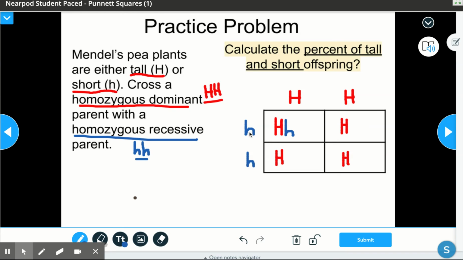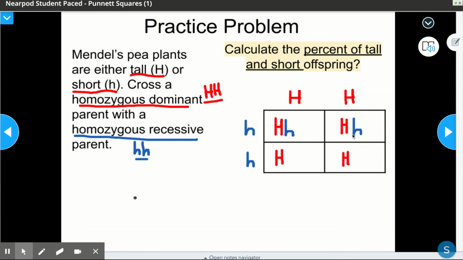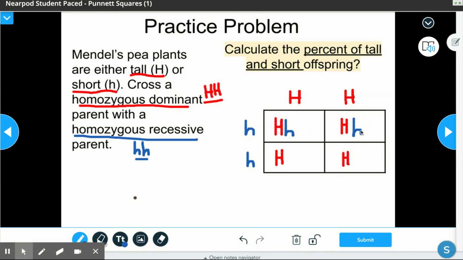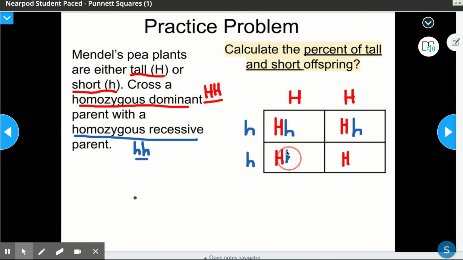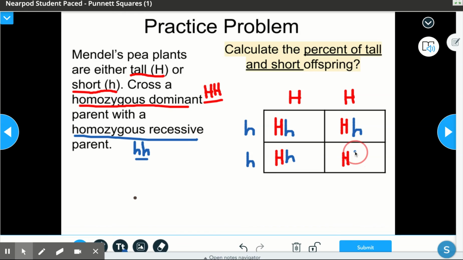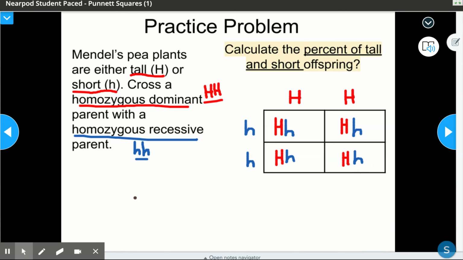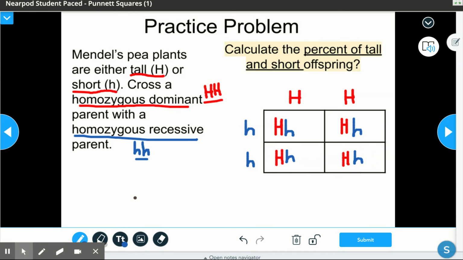If that gamete fertilizes the other gametes of the parent, then you end up with this genotype. So notice how I just carried it across. I'm going to do the same thing with its other allele. Carry it across and carry it across. All right. So we filled in our Punnett squares.